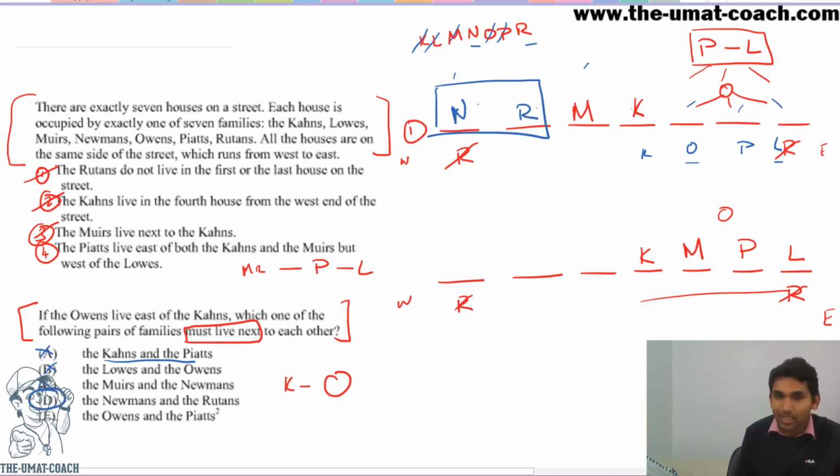So the answer is going to be D. Because O and P don't have to live next to each other. I can go K, P, L, and O, trying to prove this one to be wrong. So the answer is D. I hope you guys like this question.